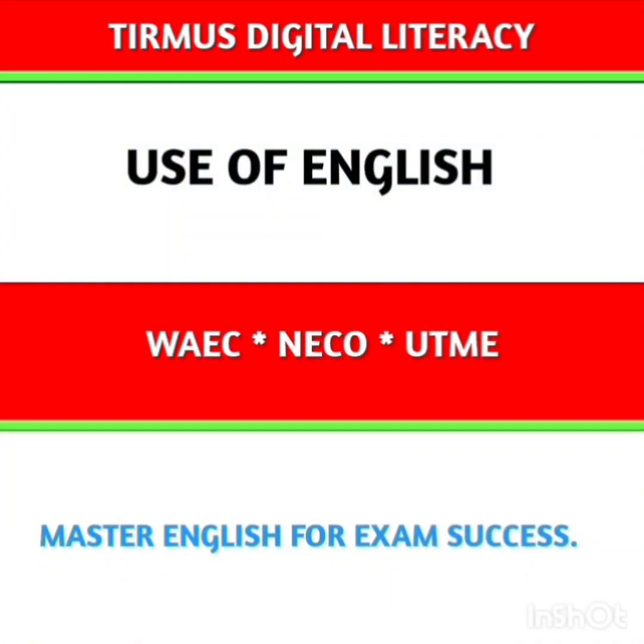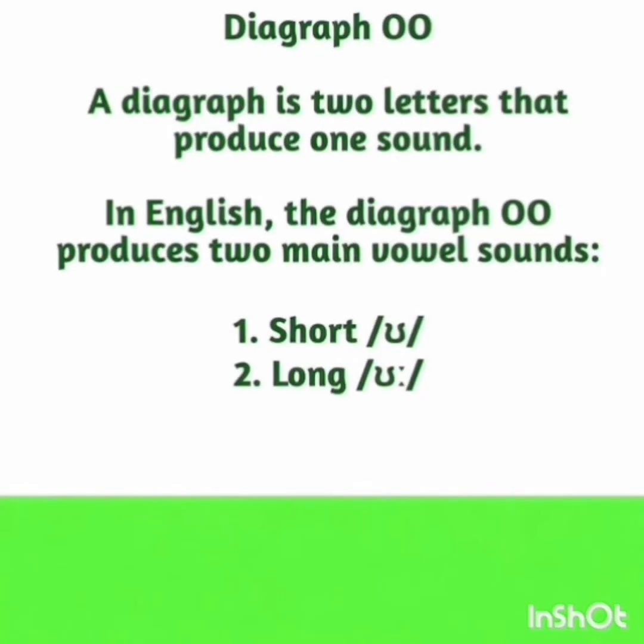Good day everyone. In our class today, we are going to talk about digraphs. When we talk about a digraph in the English language, it simply means two letters that produce one sound, two different letters, like O and O, that sound like U. Have you seen that? Double O gives one sound. That is an example of a digraph.